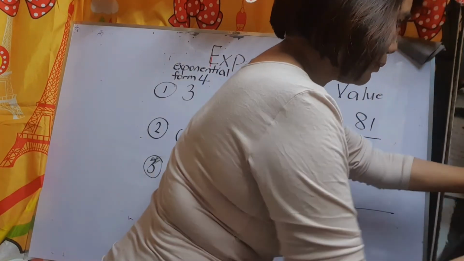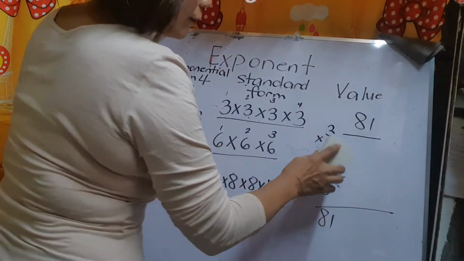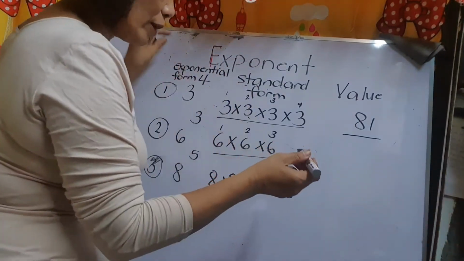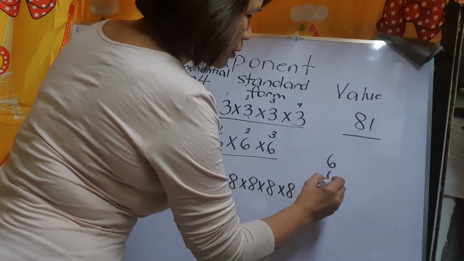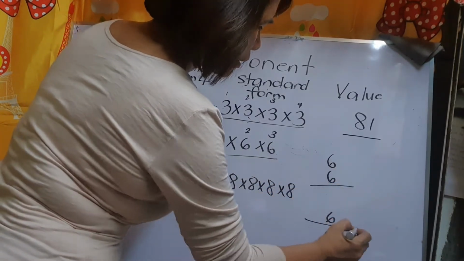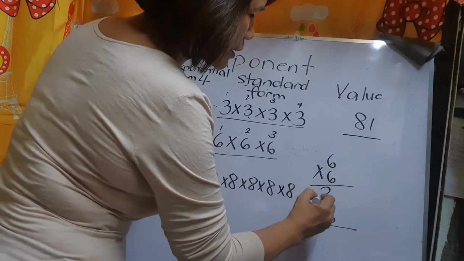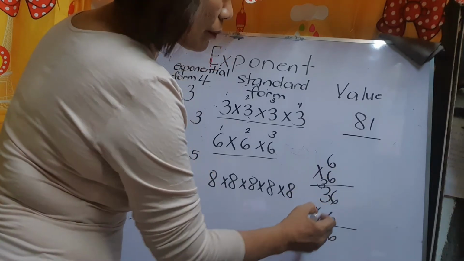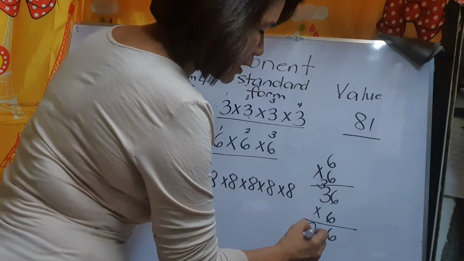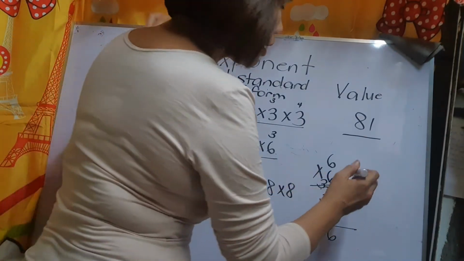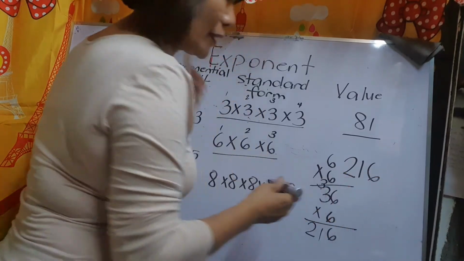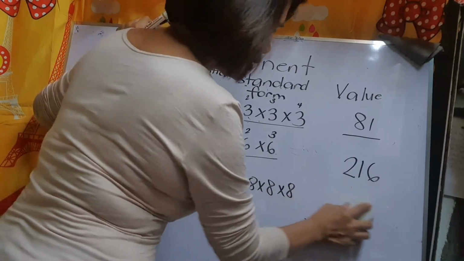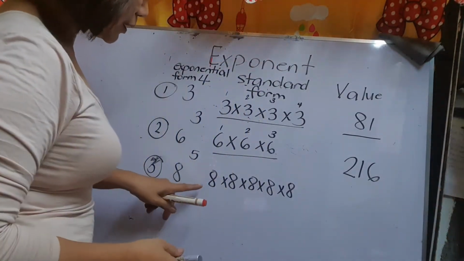Okay, so sabi niya, we have here 6 to the third power. Now let's try this one. This is now 1, 2, and then 3. So, 6 times 6 is 36. Carry 3. 6 times 3 is 18, plus 3 is 21. So, ang value niya would be 216. 6 to the third power. Next one is 8 to the fifth power.